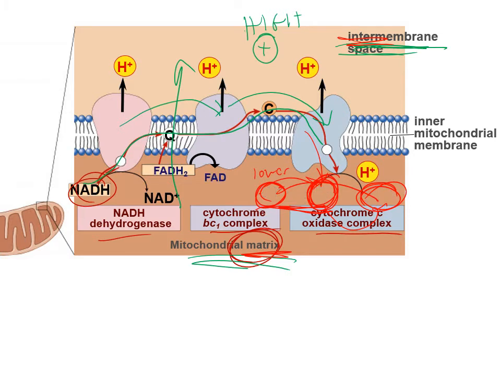Same thing is going to be happening with FADH2. It happens a little further down the line, so we don't get quite as many hydrogen ions pumped, and therefore we don't get quite as many ATPs produced per FADH2, but the same process is going to happen. It's just going to not pump as many hydrogens and therefore not create as many ATPs.